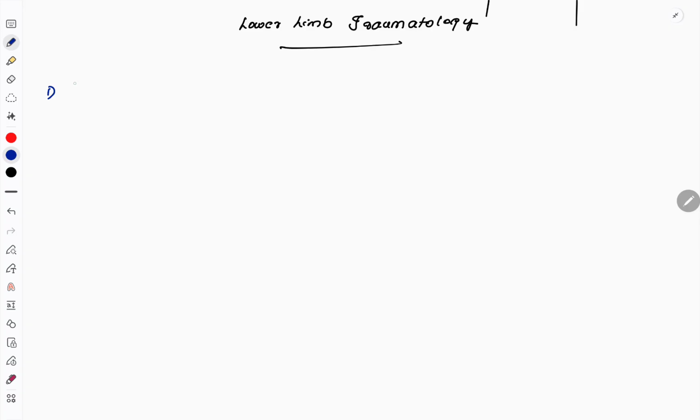How do you control the bleeding? The first step that you have to do is apply pressure and give a pelvic binder. But before that, let's see the types of pelvic fracture. The first one is when there is an anteroposterior force, the pelvis will open like a book.